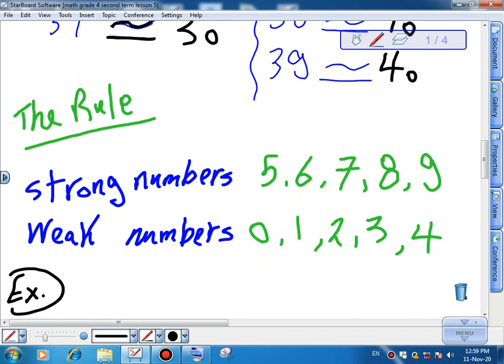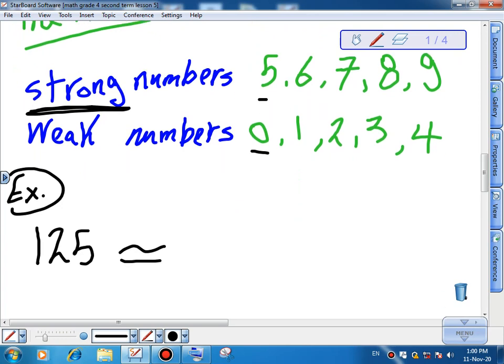Okay? So the rule of approximation: I have the numbers from 0 to 9. 5, 6, 7, 8, 9 are called strong numbers. But the numbers 0, 1, 2, 3, 4 are called weak numbers. What do I do for these numbers? Strong numbers are 5, 6, 7, 8, 9 and weak numbers are from 0 to 4.